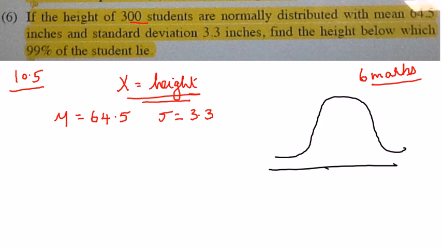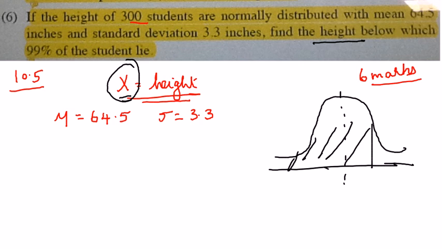Now, in the bell curve you have to find out for what particular value of the height 99% of the students lie, right? So you have to find out the value of x below which 99% of the students lie. Usually it's the other way around, right? X is given, you convert it to the z scale and find out z. But here it is already given in the z scale. You have to find out x. Find the height below which 99% of your students lie, right?